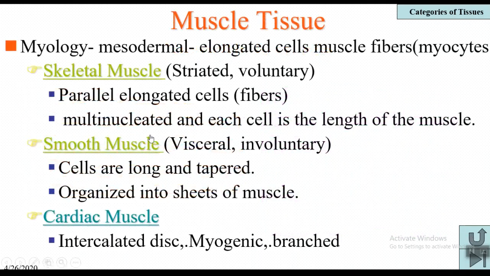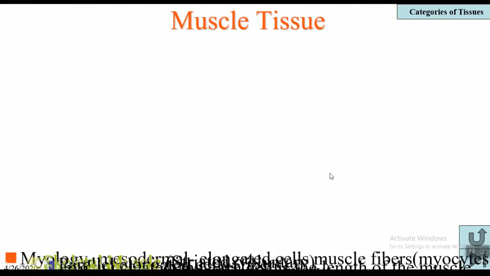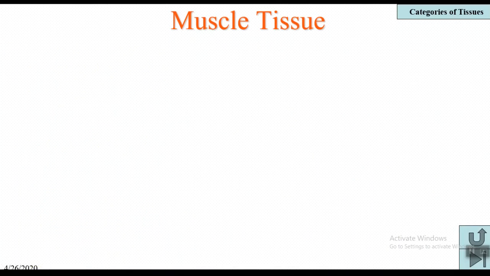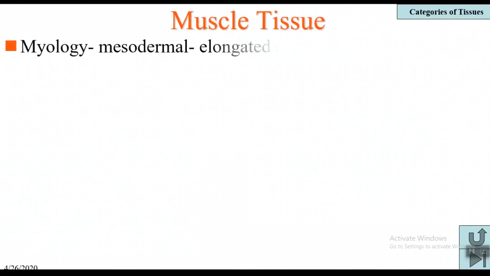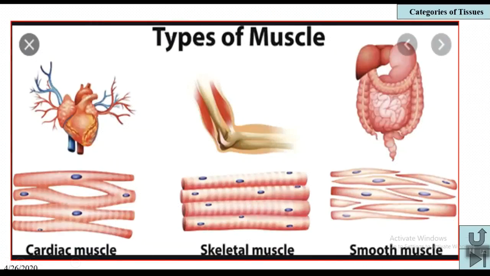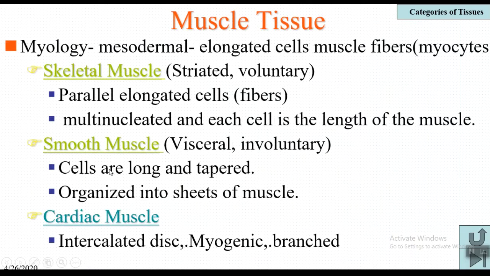They are not under our control, and as they are associated with the visceral organs, they are called visceral muscles. These muscles are not under our conscious control. The cells are long and tapered, spindle in shape, and they are organized into sheets of muscle.